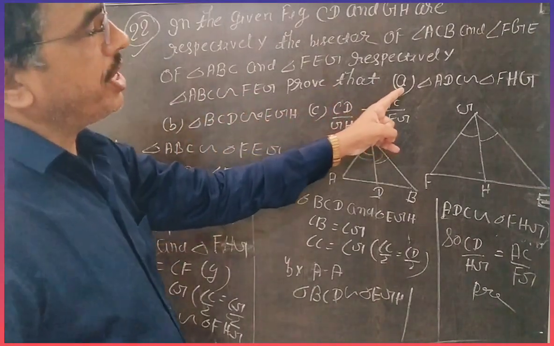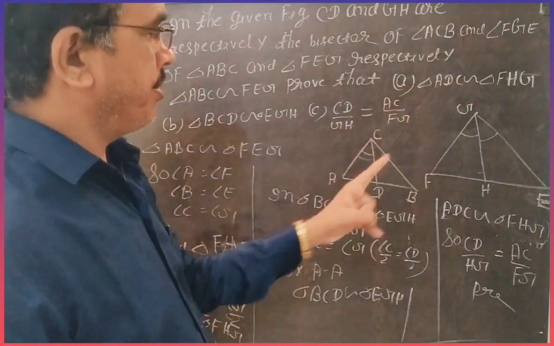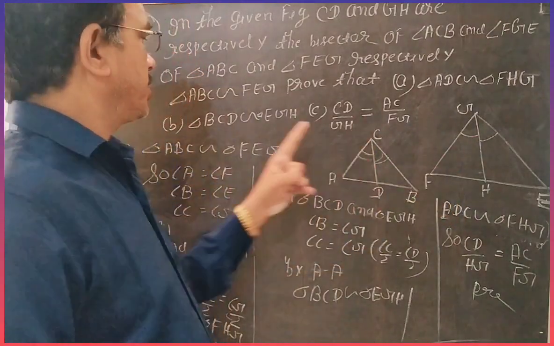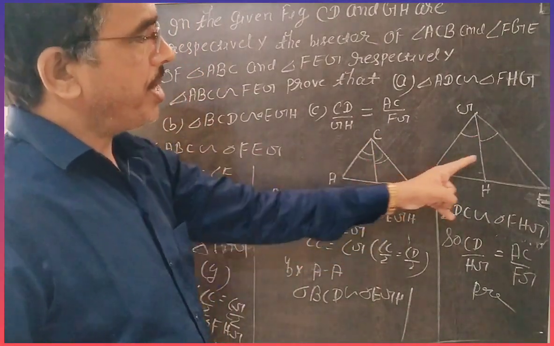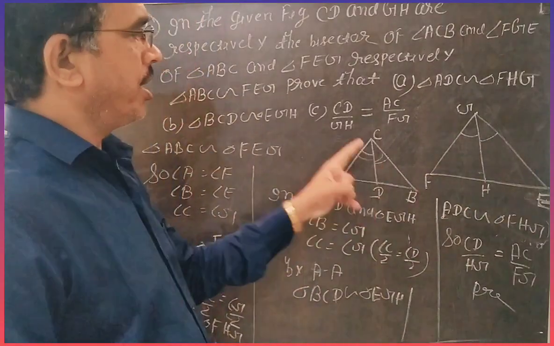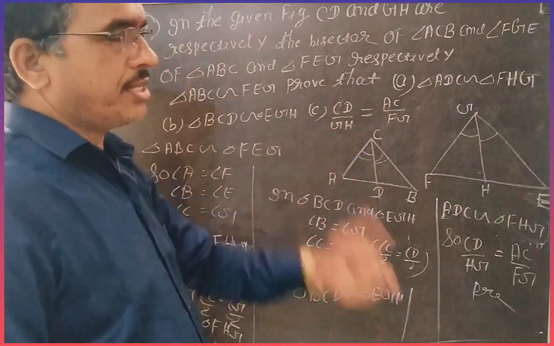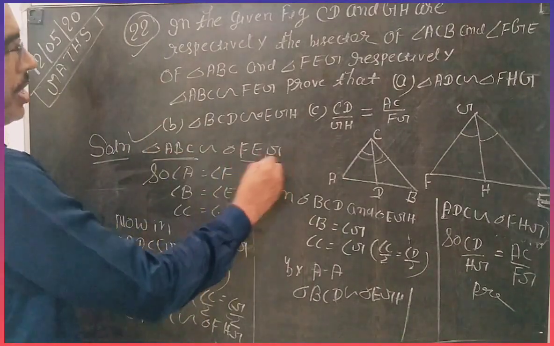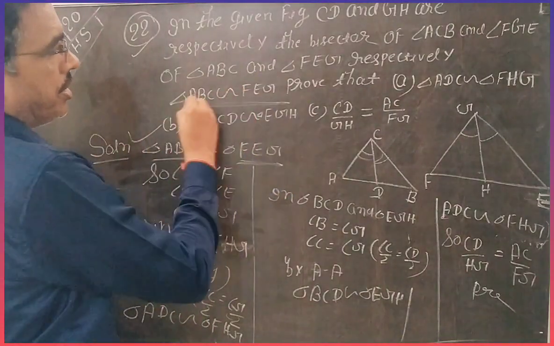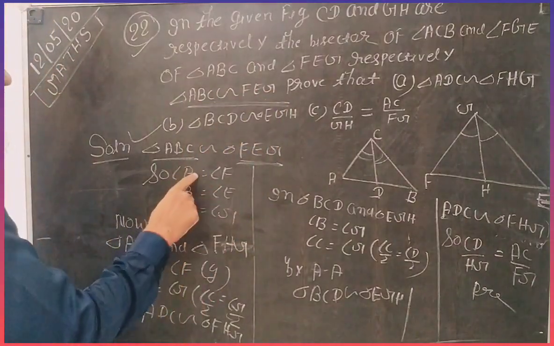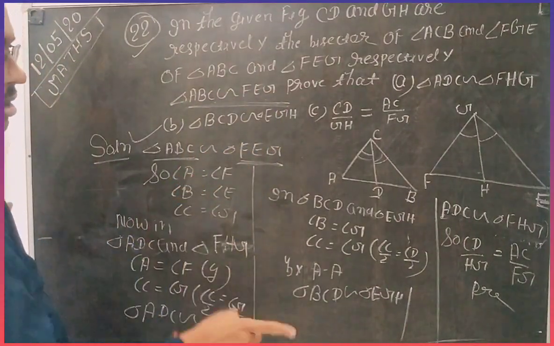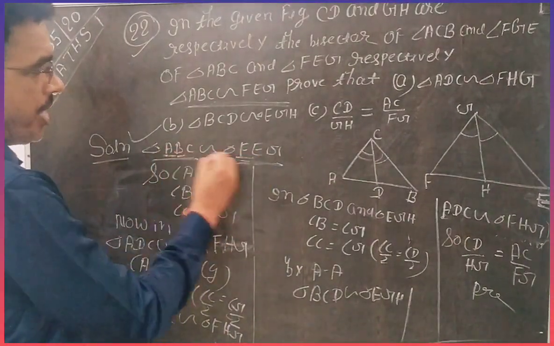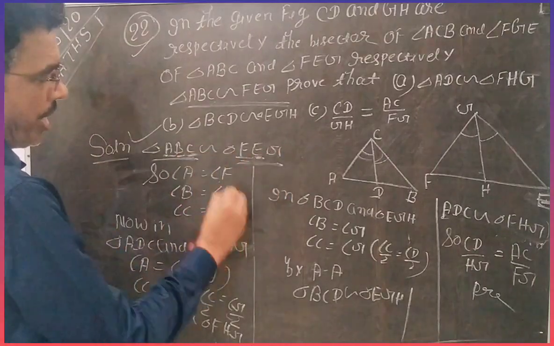Then you have to prove three things. First, triangle ADC is similar to triangle FHG. Next, triangle BCD is similar to triangle GHE. And third, CD by GH is equal to AC by FG. So dear student, first I write triangle ABC similar to triangle FGE, given in your question. These two triangles are similar, then their corresponding sides are proportional and angles are equal. So I write their corresponding angles. Angle A is equal to angle F, angle B is equal to angle E, and angle C is equal to angle G.